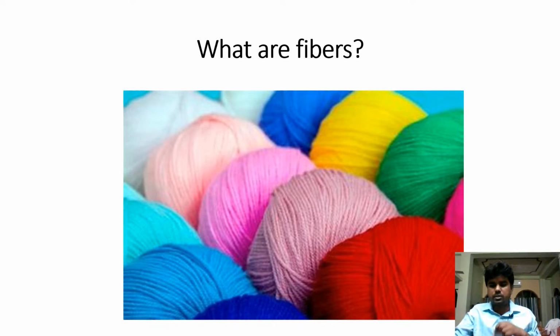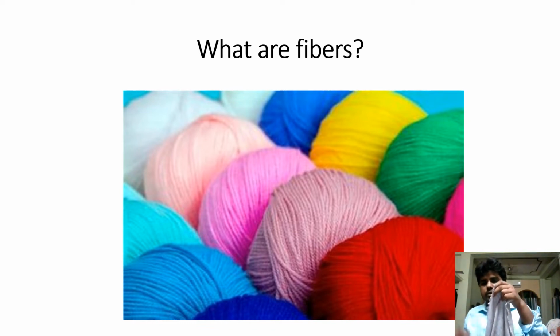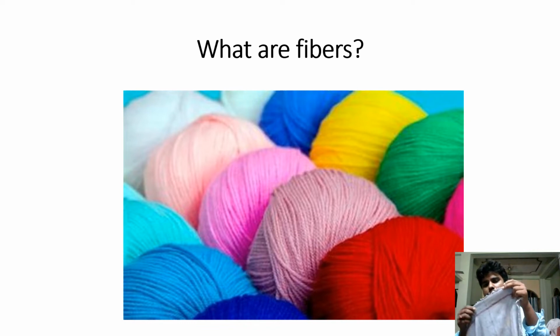So let's see this hanky, dear students. This complete hanky is a cloth, and in general terms we say that this cloth is a fabric. And this fabric is made up of different fibers. If we pull out one thread from this hanky, this is known as a fiber. When many fibers join together, they form the fabric, and fabric means a cloth. So let's study what fiber and fabric are.